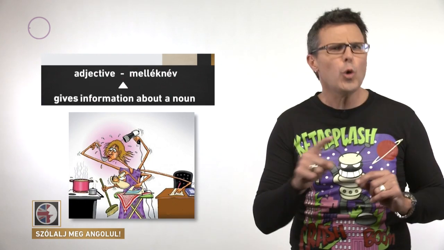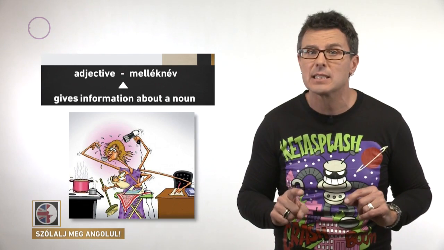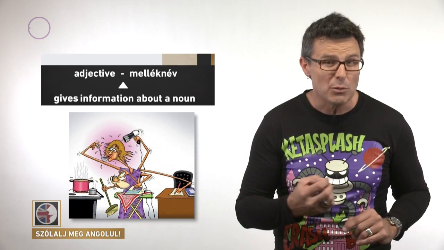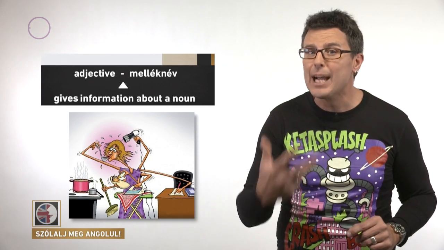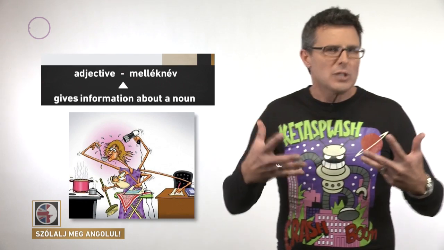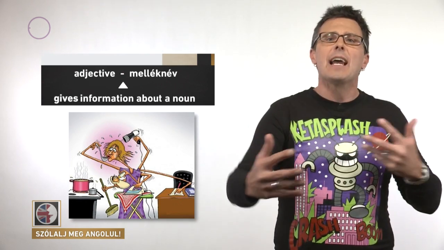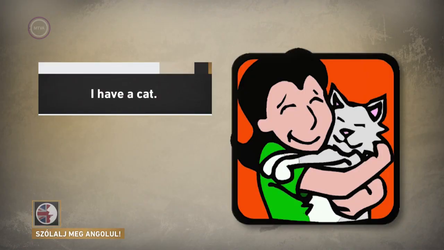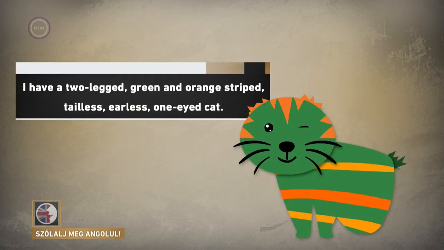Now, who remembers what an adjective is? Correct-a-doodle-doo. An adjective is a word we use to give information about a noun. We can use adjectives to add colour and depth to a sentence. We can take a boring sentence like, I have a cat, and we can add adjectives to the sentence to provide more information and also to make the sentence more interesting. I have a two-legged, green and orange striped, tailless, earless, one-eyed cat.